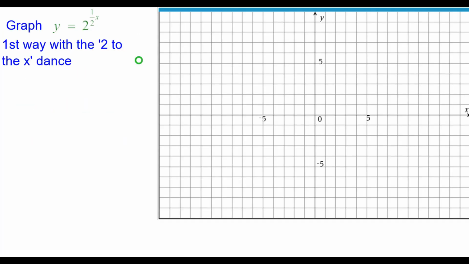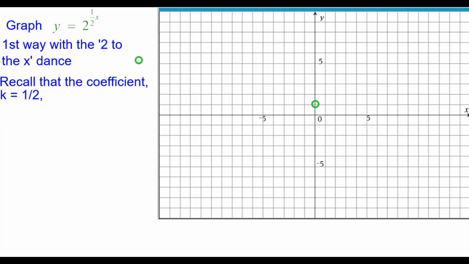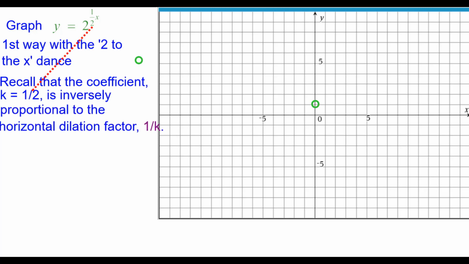The first way is with the 2 to the x dance. The first point of the dance is at 0, 1, and that point is not affected by the coefficient of x, which is 1/2. As you can see, when x equals 0, y is equal to 1, so 0, 1 is still there. Right 0 up 1 is still plotted. And also recall that that coefficient of x, 1/2, is inversely proportional to the horizontal dilation factor. That is, we multiply each x value by the reciprocal of 1/2, which is 2.